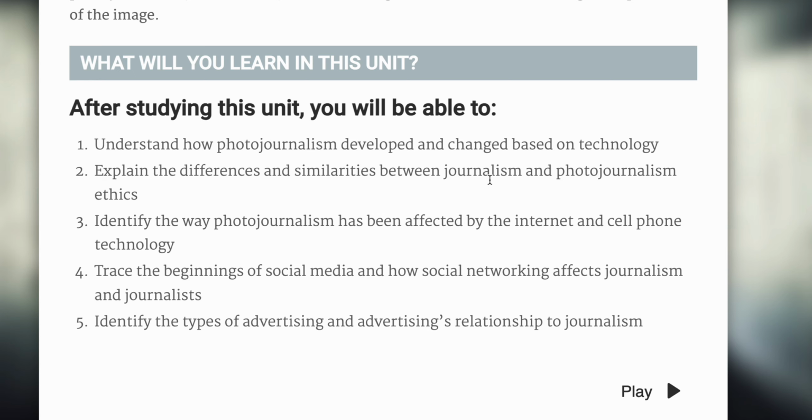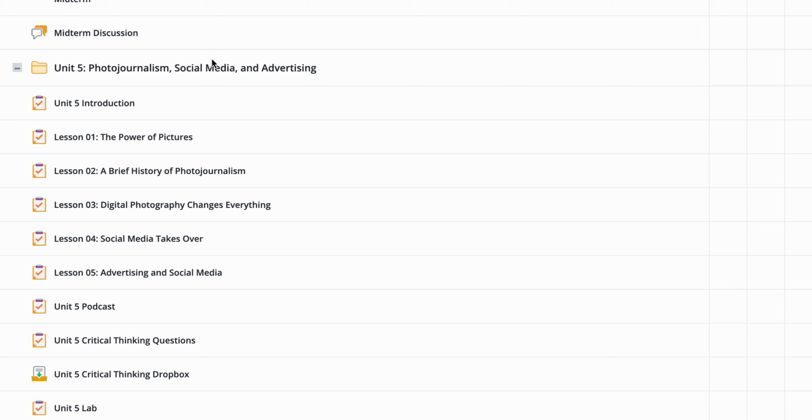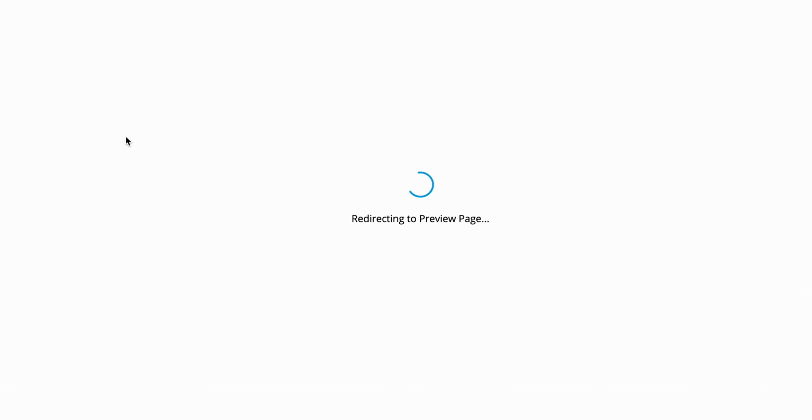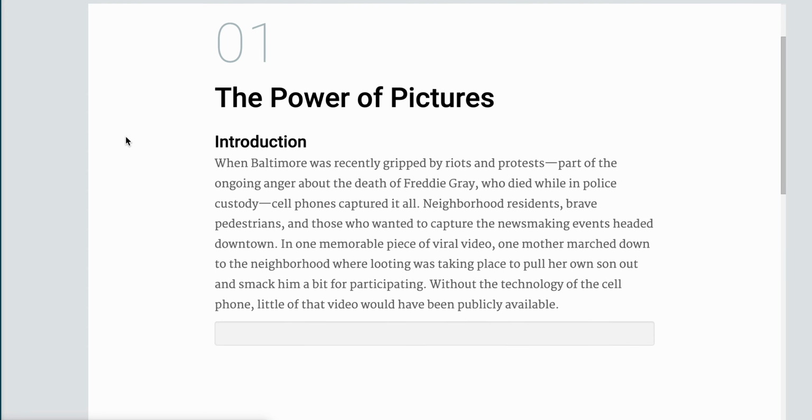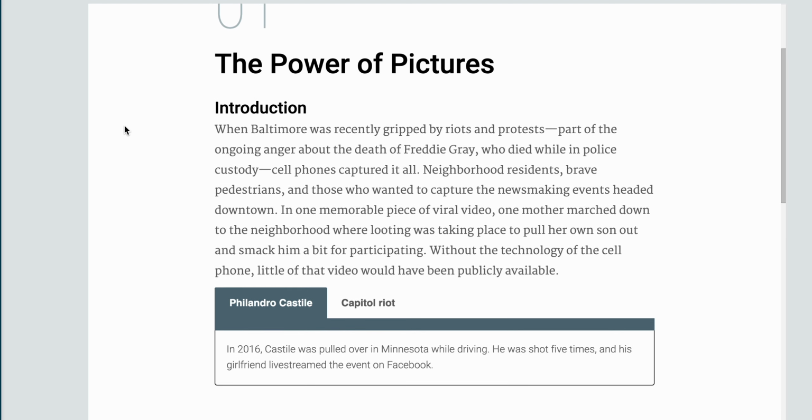Then let's go to lesson 1, which is the power of pictures. Photojournalism means picture. Let me give you the difference between the word picture and image or photo. Photo is taken by a camera, okay? A picture can be a photo and can be a picture that is painted, a picture that is drawn, okay? So you need to know that.